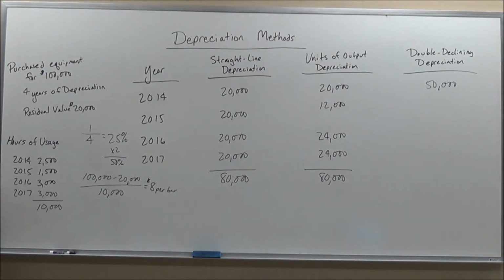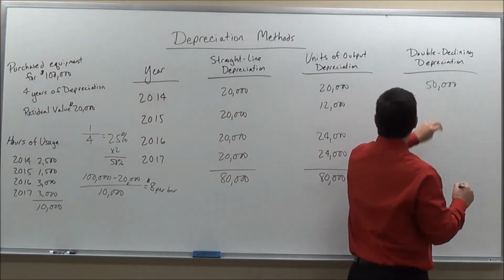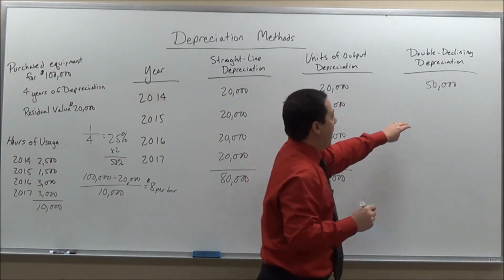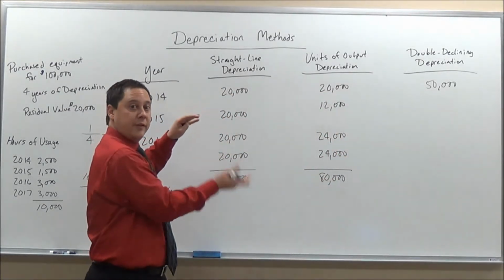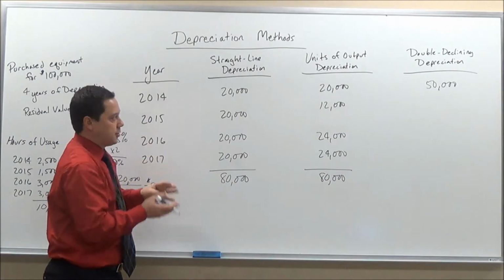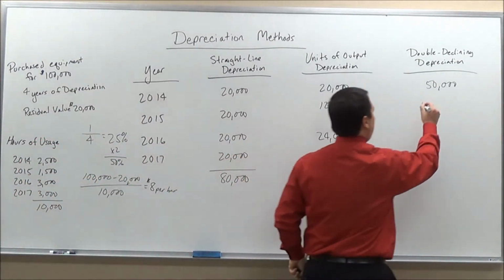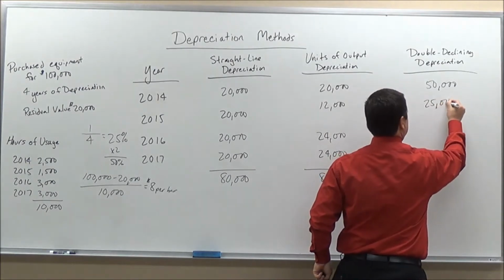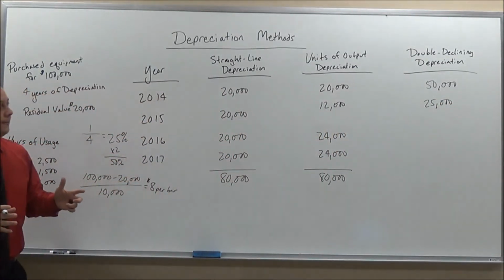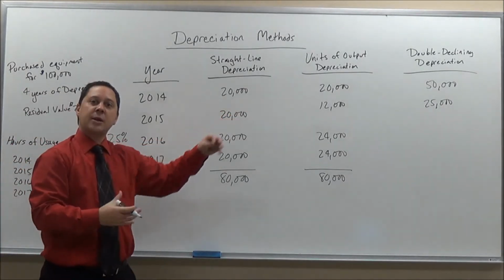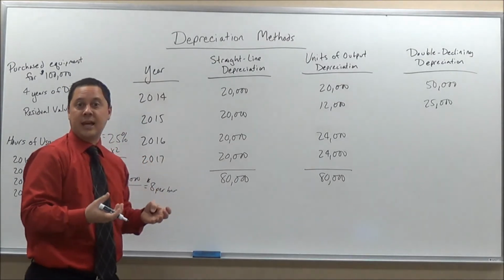Now, I have $50,000 of depreciation. Now in year 2, I have $50,000 left, right? Because I had started with 100. We had $50,000 of depreciation, brought us down to 50. I multiplied that by 50% again. That gives me $25,000. All right. Now I have $25,000 and the $50,000. That's $75,000 depreciation. That leaves me $25,000 left to depreciate, right?